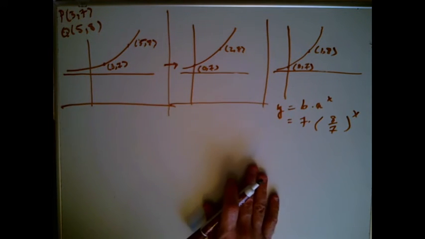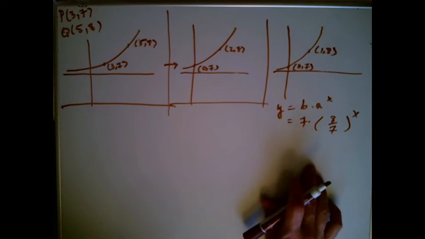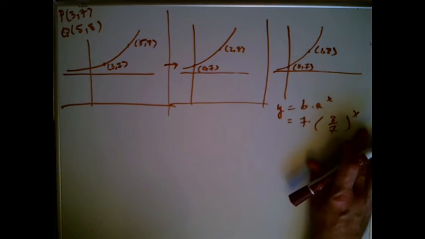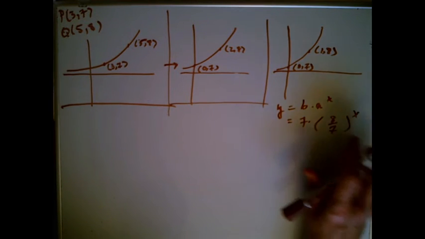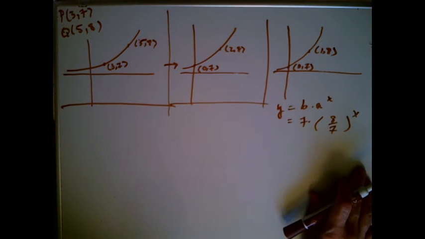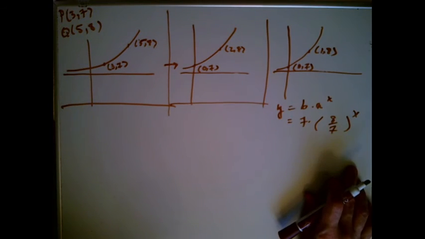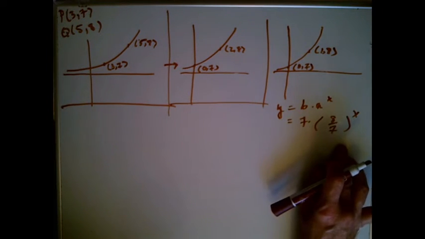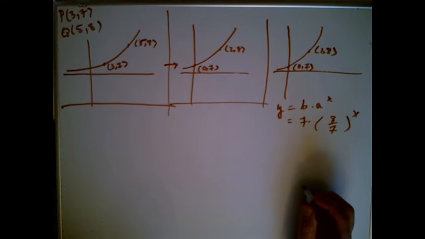I'm just going to check. When I put in 0 for x, I'm supposed to get 7. When I put in 0 for x, I get 8/7 to the 0, that's 1. 7 times 1 is 7, so the first point checks. When I plug in 1, I'm supposed to get 8. When I put a 1 right there, I get 8/7. 7 times 8/7 is 8, and so both points check, which is great.